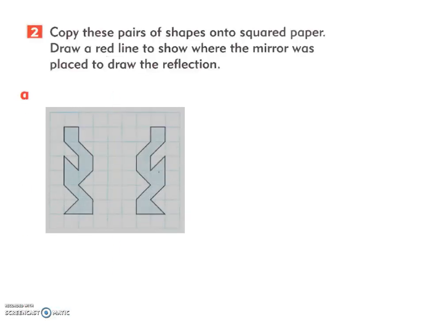Now, in this diagram, you are given the object and also the image. You are supposed to draw the mirror line. Now, basically, the mirror line should always be in the middle between the object and the image. So here it is. Your mirror line is drawn successfully.